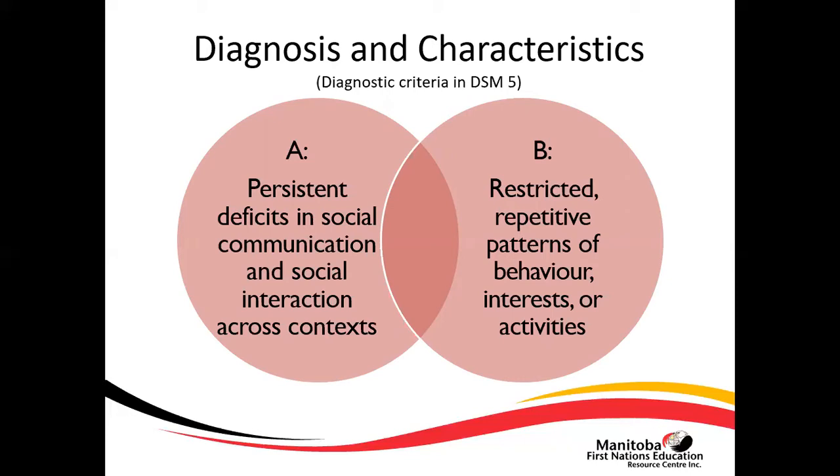If we look at criterion A, it states that there are persistent deficits in social communication and social interaction across contexts. Some examples of this would be reciprocity in social situations, like the give and take involved in a conversation, responding in conversations, understanding why someone else is maybe sad, those facial expressions, and taking things very literally, so they may not always understand sarcasm or jokes.